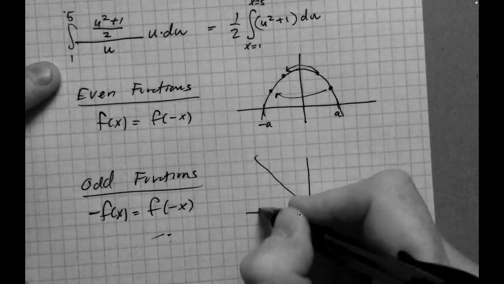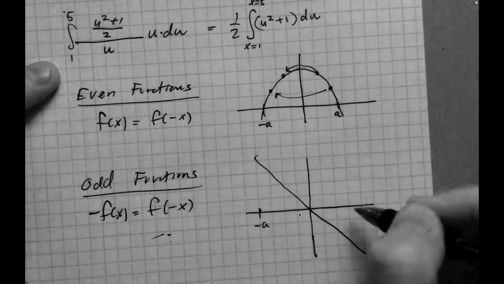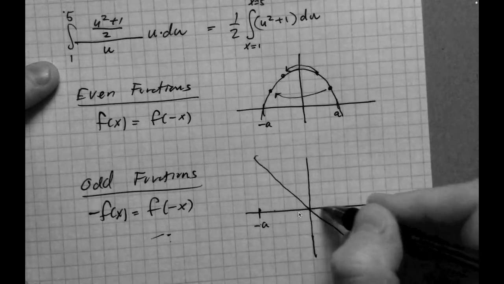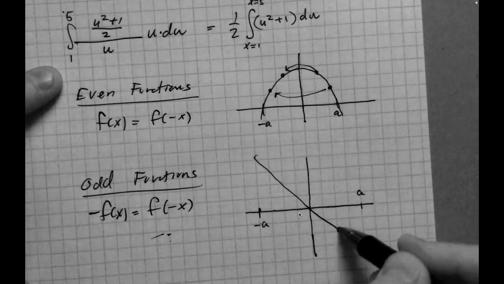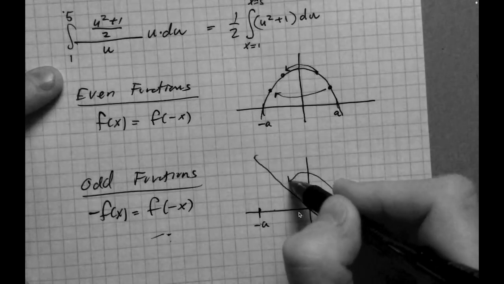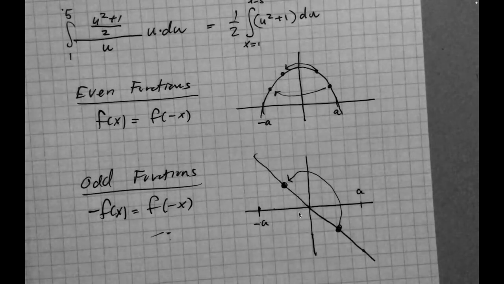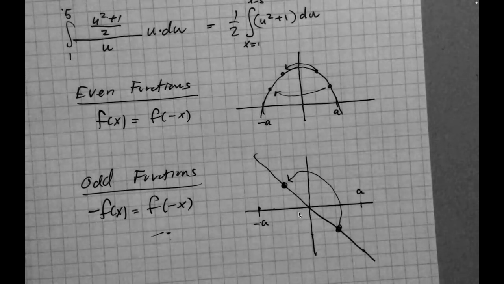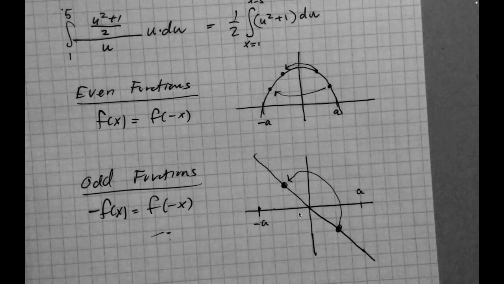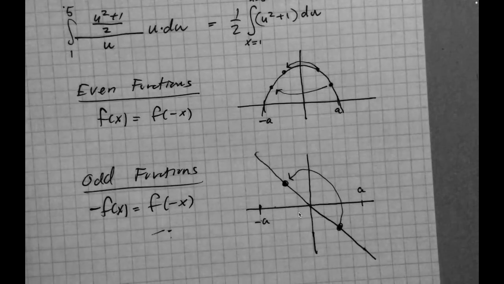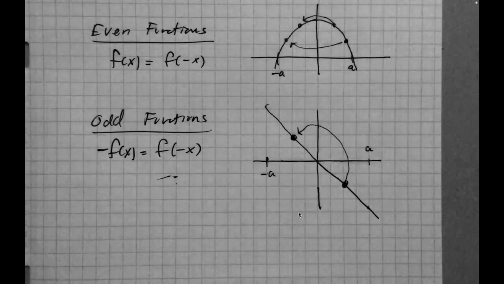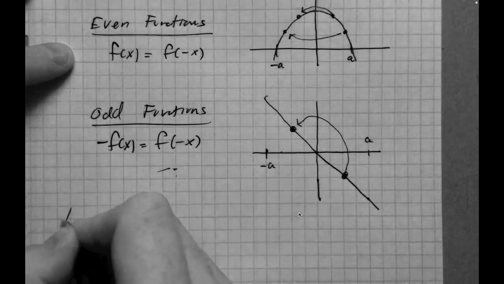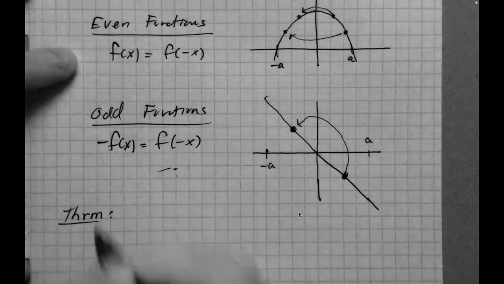Okay, maybe you've got your negative a here and your a here. So these are kind of flipped about the origin. Something emerges when we are evaluating definite integrals of an even or an odd function, and it can frequently be used to your advantage. So let's talk this one out quickly.